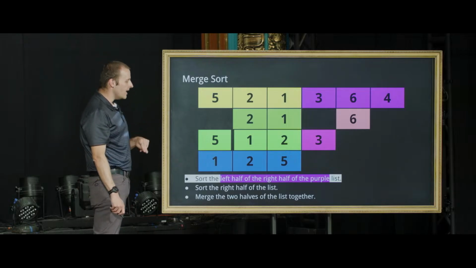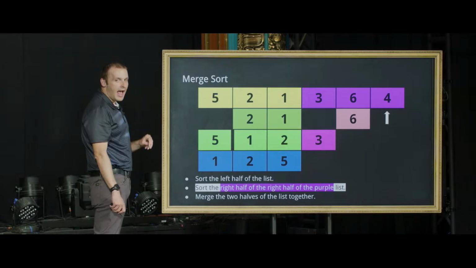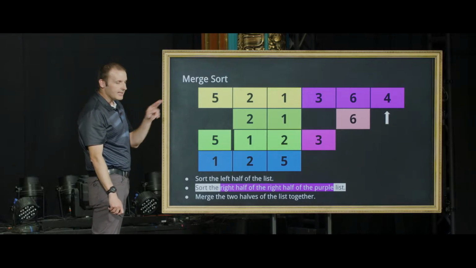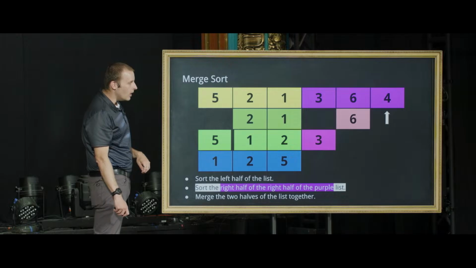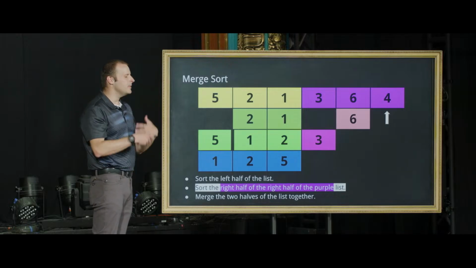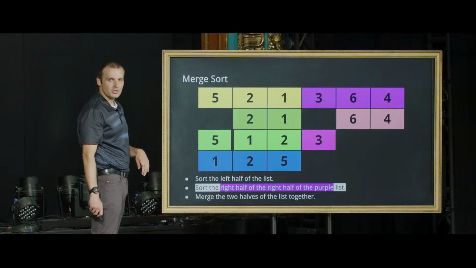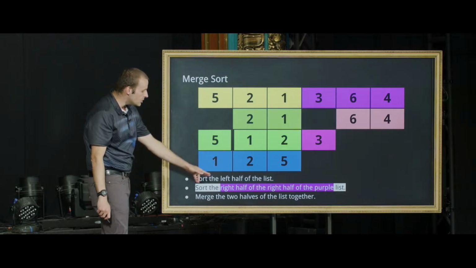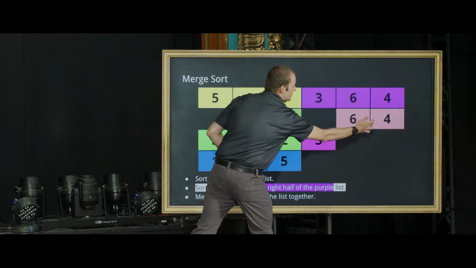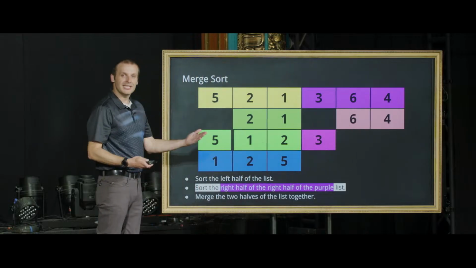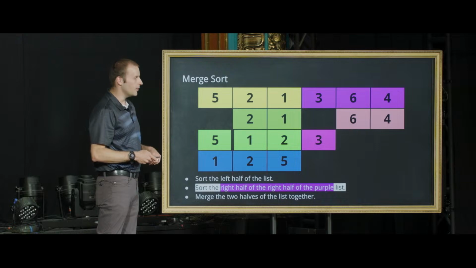Can we sort the right half of the right half of the purple list? Yes, that is also a list of size 1. We know how to sort a list of size 1 because it is trivially true that it is sorted, and we declare that that is in position. So now we need to merge these two halves together to complete that section of the algorithm.